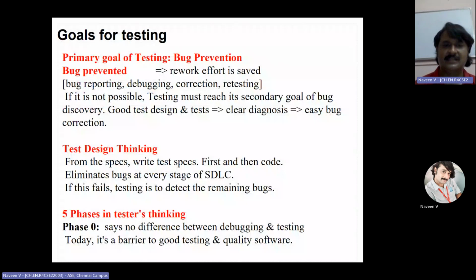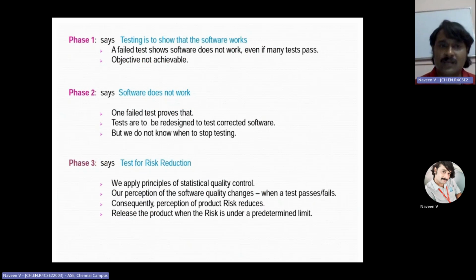So there are 5 phases in testing from the tester's point of view. Phase 0 says there is no difference between debugging and testing, but today it's a barrier for good testing and quality software. We'll discuss these 5 phases. Phase 1 says testing is to show the software works. A failed test shows the software does not work, even if many tests passed, so the objective is not achievable. And phase 2 says the software does not work. One failed test proves that, and tests ought to be redesigned to test the corrected software, but we do not know when to stop testing.